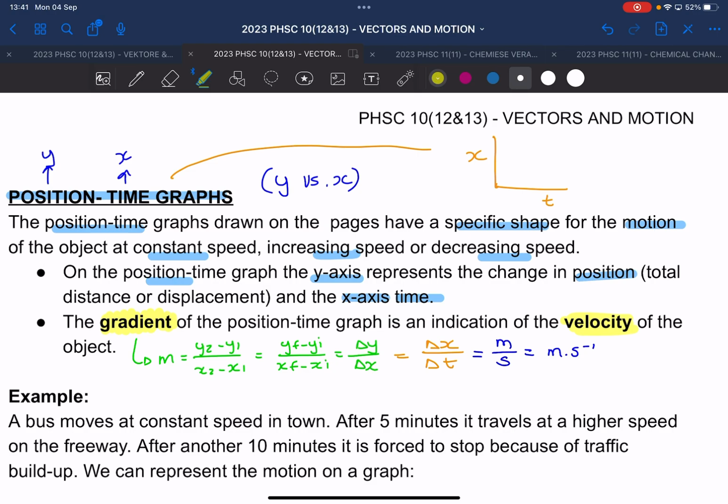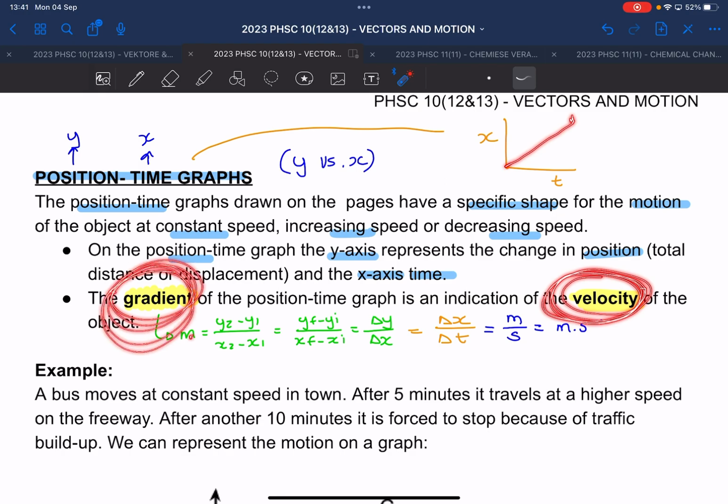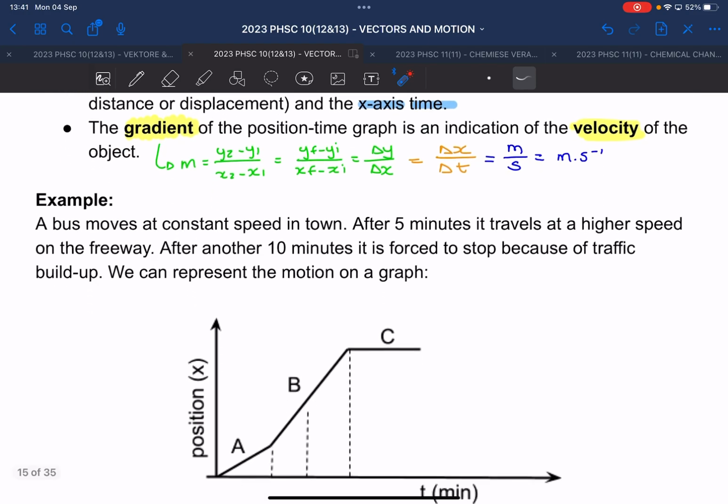Okay, so you need to know that if you get a position-time graph and I ask you, what does the gradient represent? You need to know it's velocity. Or I can give you a graph and then ask you, go calculate the velocity. And then you should not think, but where, ma'am didn't give us anything. You should know, if I ask you calculate the velocity, I'm basically asking you calculate the gradient. Are you with me? Okay, let's see how that works.